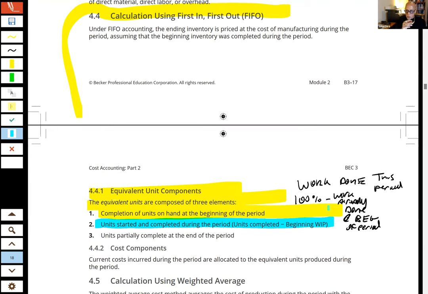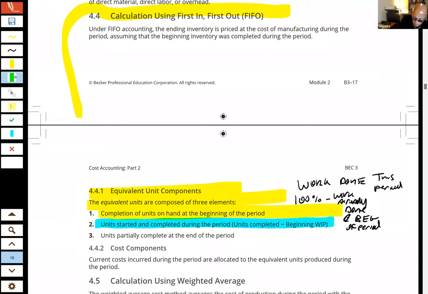Guys, the language varies from question to question, so especially when we look at some of the questions, you're going to have to read carefully to know what you're talking about. If they say units started and completed during the period, well, we completed the units that were in the beginning, right? So you would multiply the units in progress at the beginning times, in the example I gave you, the 60%, the work you did this period. To get the units started and completed this period, you take the total units completed and subtract the beginning work in process, because you already accounted for that in step one.